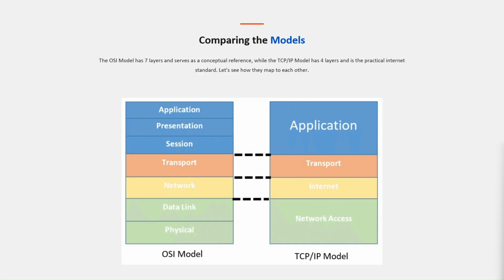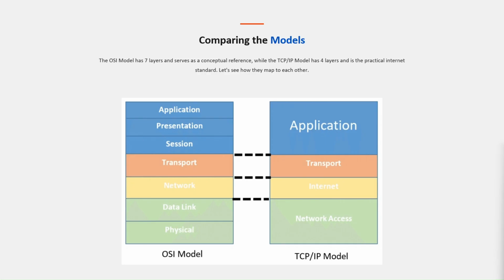The OSI model's top 3 layers, application, presentation, and session, are all combined into a single application layer in the TCP/IP model. This is because, in practice, these functions are often tightly integrated within the application itself. The OSI transport layer remains the transport layer in TCP/IP.